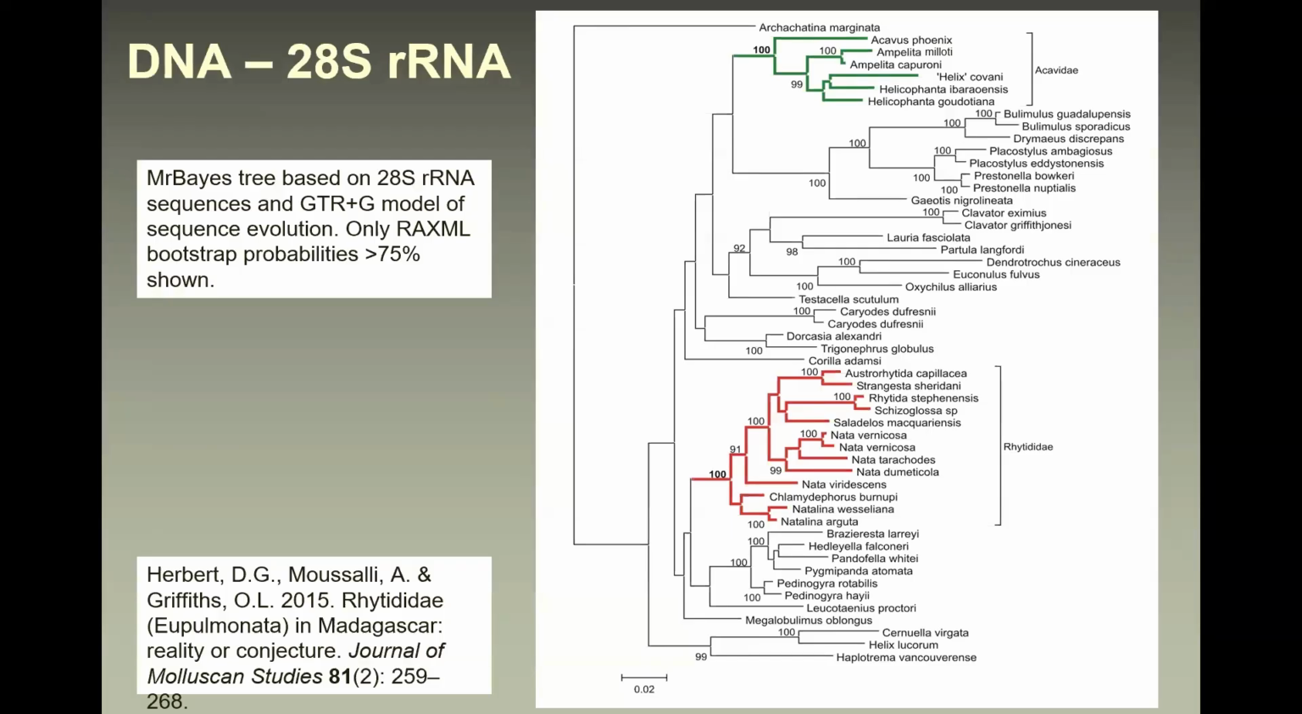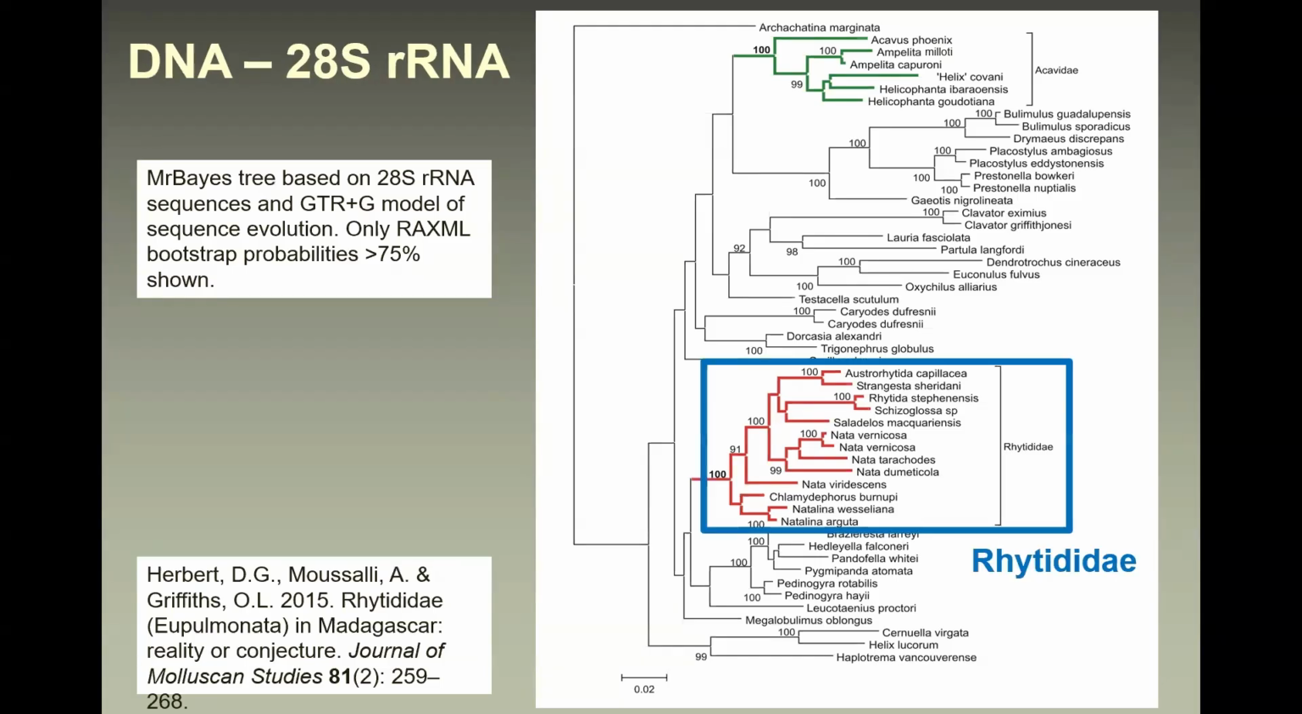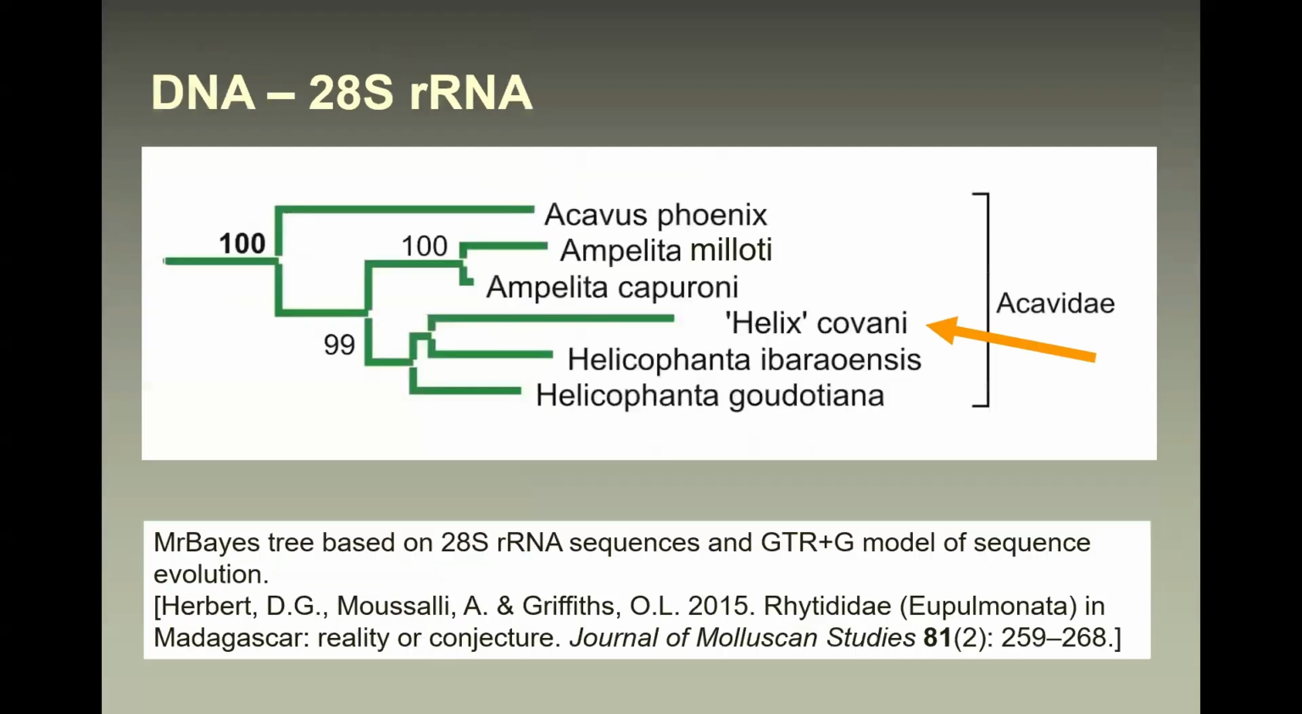And what did we find? Well, here's our Rhytididae in red, and here's our Acavidae in green, and here is Helix covani there. So again, pretty conclusive evidence from the DNA that sadly we don't have a rhytidid in Madagascar. Helix covani sits fairly and squarely within the Acavidae. We can't say exactly where. All we know is it sits within the Madagascan radiation of the Acavidae.